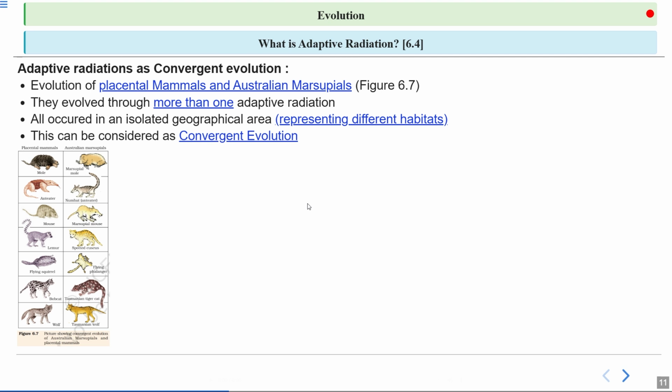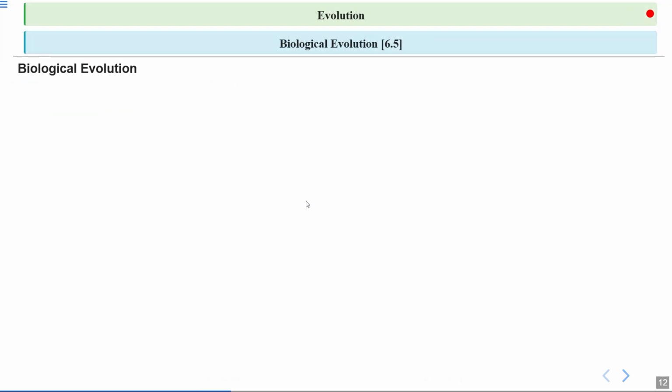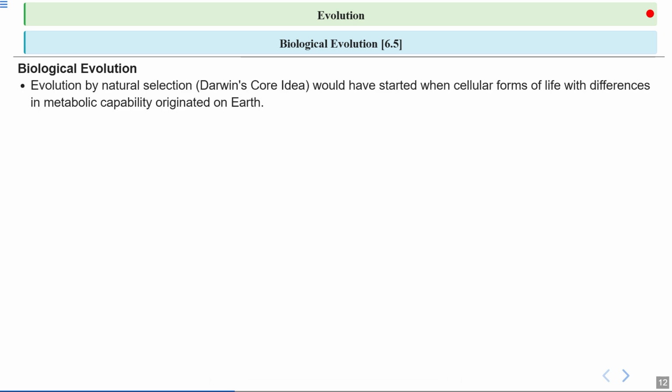Okay, now let's talk about biological evolution. Evolution by natural selection. This was the core idea of Darwin. So Darwin gave the concept of natural selection.